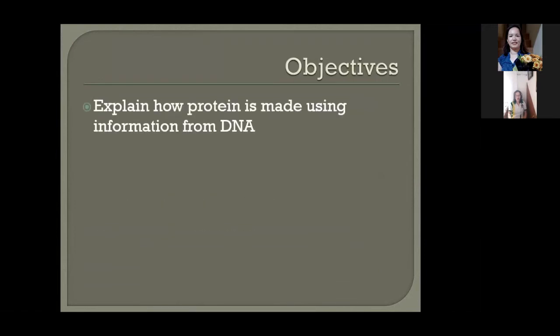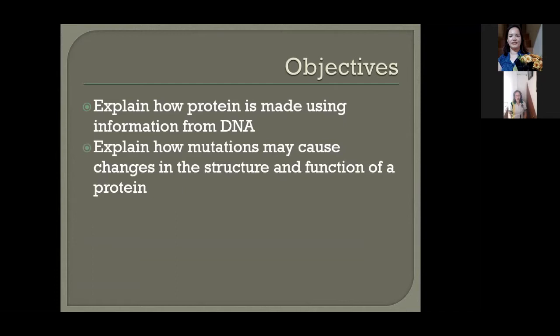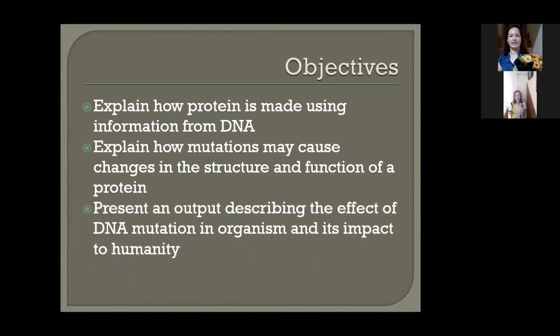For this lesson, we are going to explain how protein is made using information from DNA. Explain how mutations may cause changes in the structure and function of a protein. And in the end, we are going to present an output describing the effect of DNA mutation in organisms and its impact to humanity.